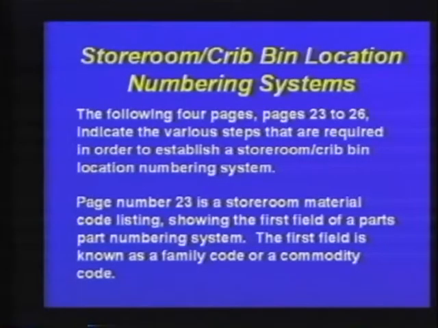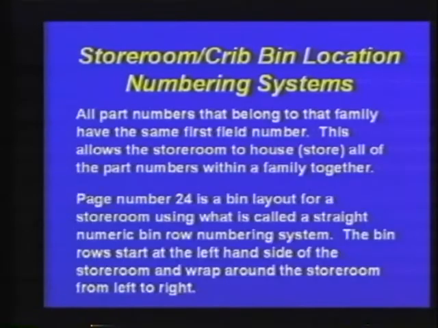Page number 23, and this is kind of like an index, is the storeroom material code listing showing the first field of the part number. This is what I have been referring to as the commodity or the family code. All part numbers within that commodity are preceded by that family code. This allows us to pull all those part numbers together through some type of a sorting process where we can identify all individual part numbers within a family or commodity.